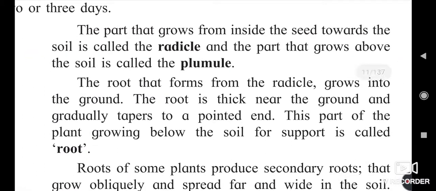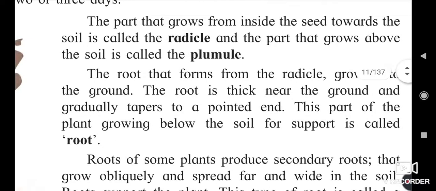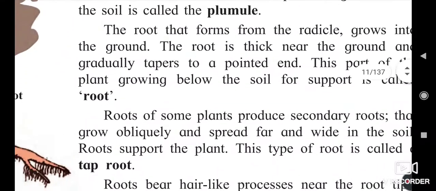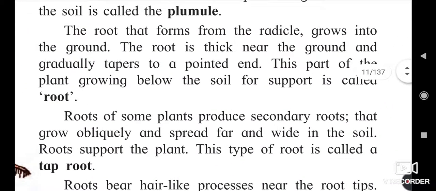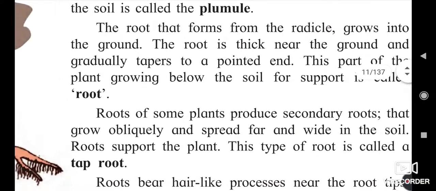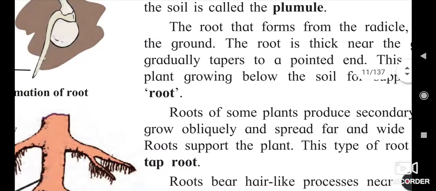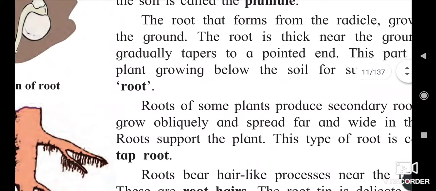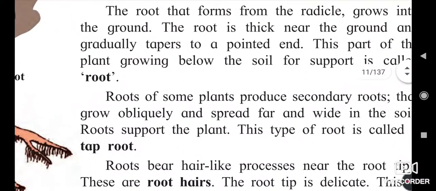grows into the ground. The root is thick near the ground and gradually tapers to a pointed end. This part of the plant growing below the soil for support is called a root. So here we get the definition of a root: the part of a plant which grows under the soil in search of food is called a root.